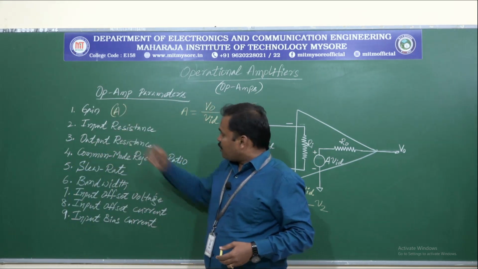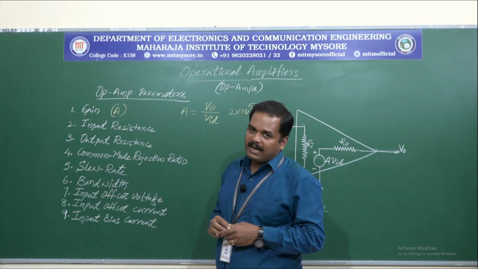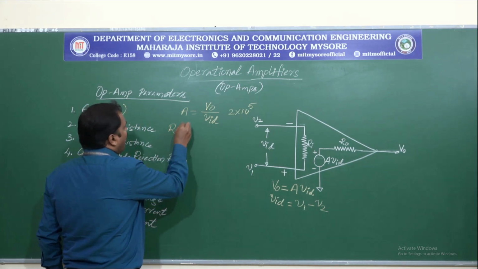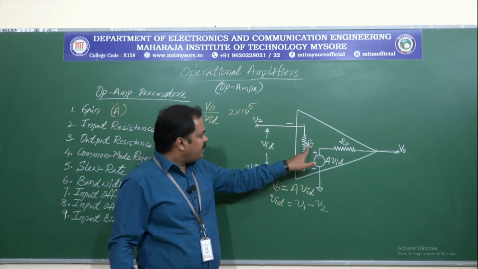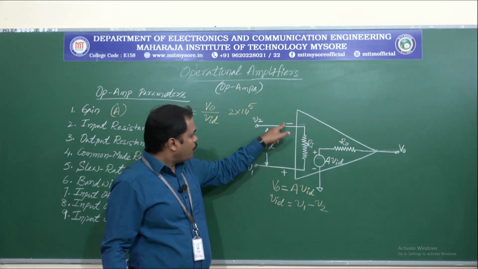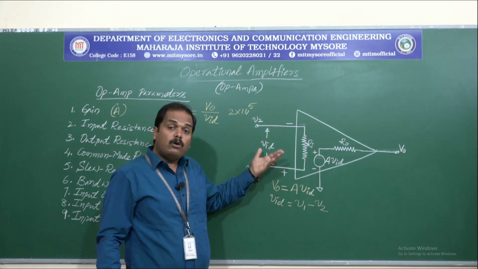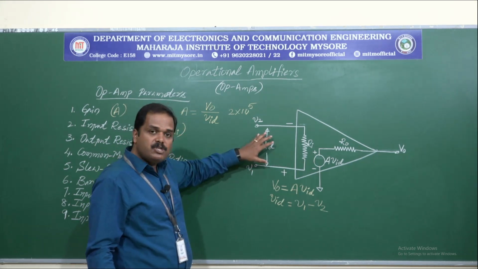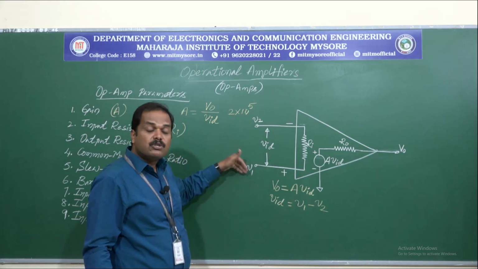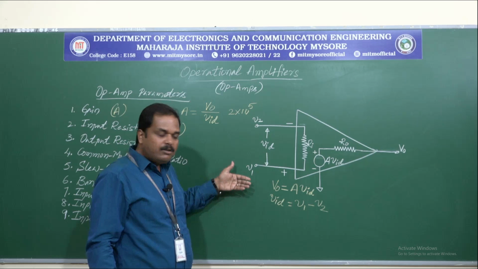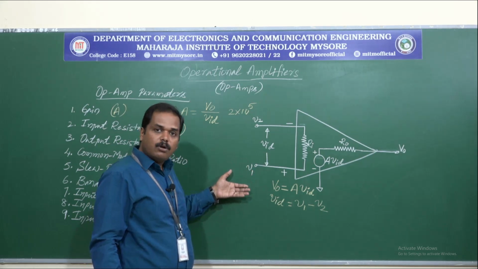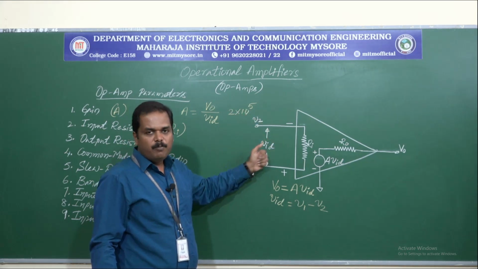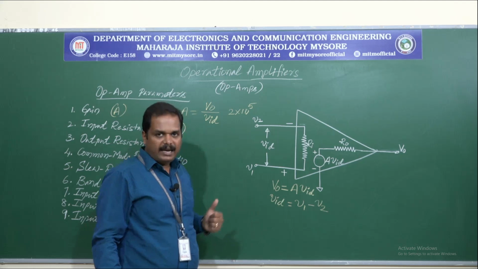Alright. So now coming to the second parameter, that is input resistance. This input resistance is represented as Ri. Here in this diagram we can see the resistance between two input terminals, or we can also define this input resistance as the resistance that is measured at any one of the input terminals with respect to ground. I mean to say, by connecting one of the terminals to ground, if you measure the resistance at the other terminal, we will be getting the input resistance, which is represented as Ri.